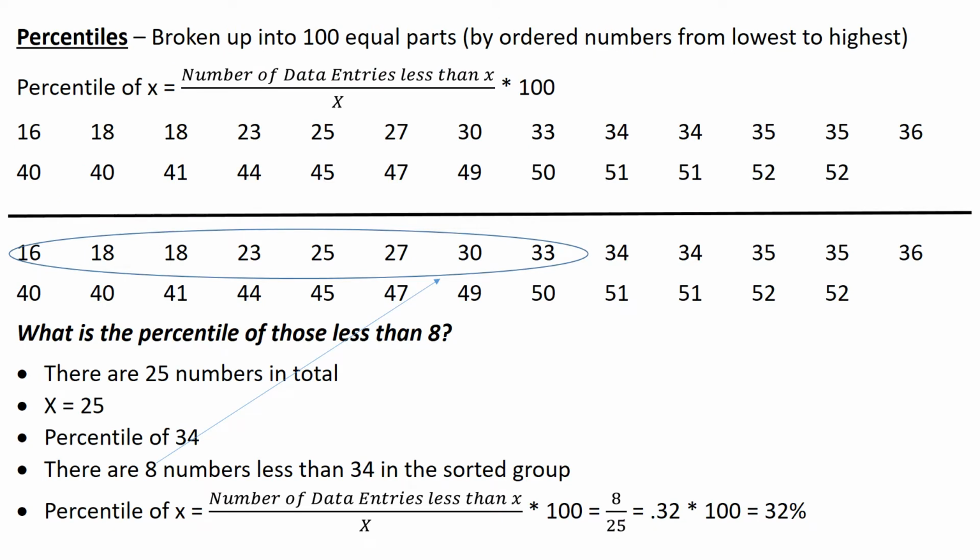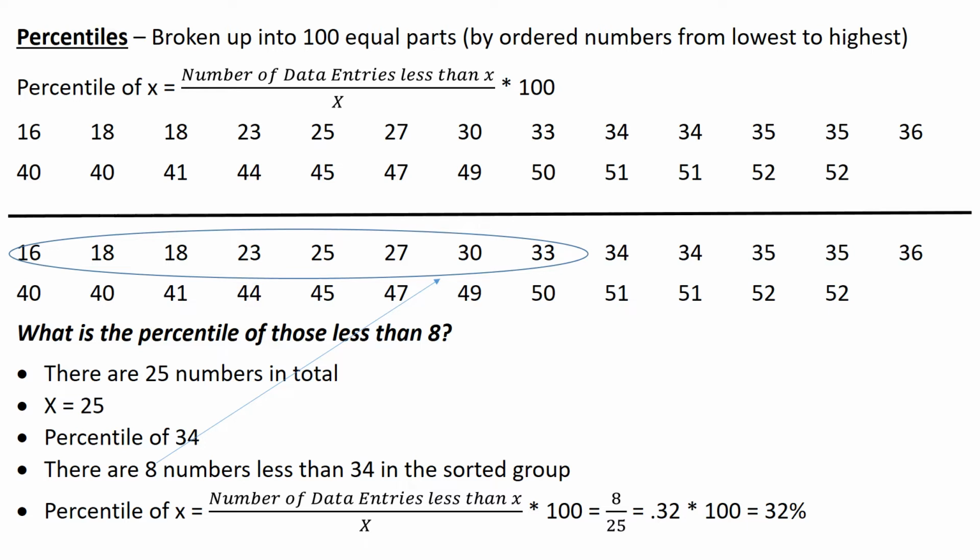Similar to quartiles, we have percentiles. Quartile being 4, percentile being 100. We simply look at the number of entries up to a certain point we're looking at, divide by the total number of entries, and multiply times 100, which gives us the percent. You've done this before many times.